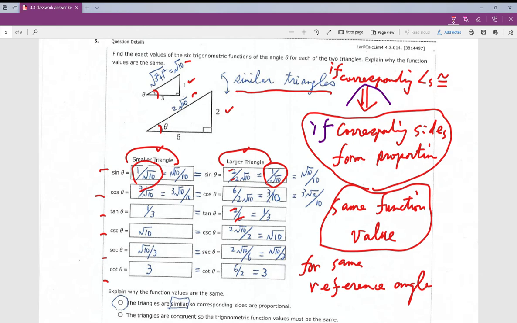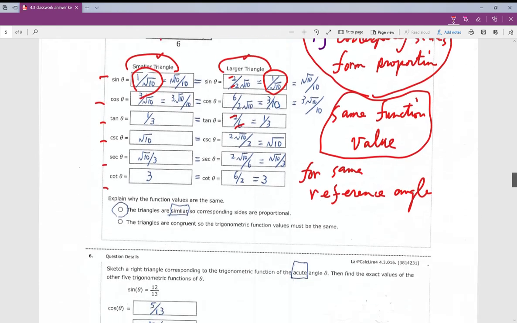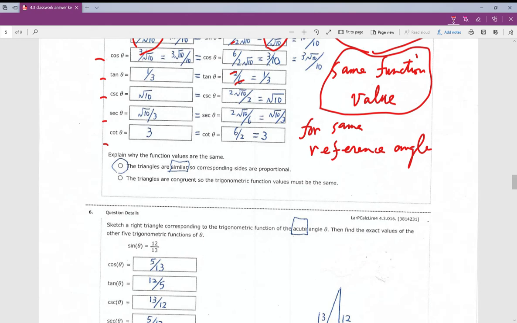I will leave all the marks here, and we go to part B. Explain why the function values are the same. Why are the function values the same? Because these two triangles are similar triangles, so the corresponding sides are proportional.